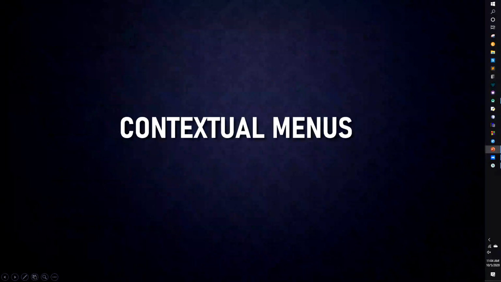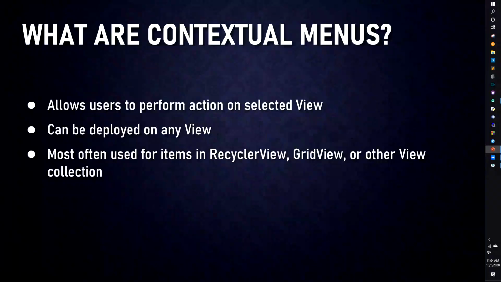So let's see the contextual menu. Okay, contextual menu. What makes it differ from the option menu is that this one can perform an action with some view. So it will not appear in the app bar at the very top of the app. It will come up with any kind of view that you want to attach it with. Most often it will be the items of something like a recycler view. I think we will get into this tomorrow, and also grid view or other view collections. So this contextual menu will appear with one of these views. This is what makes it differ from the option menu.